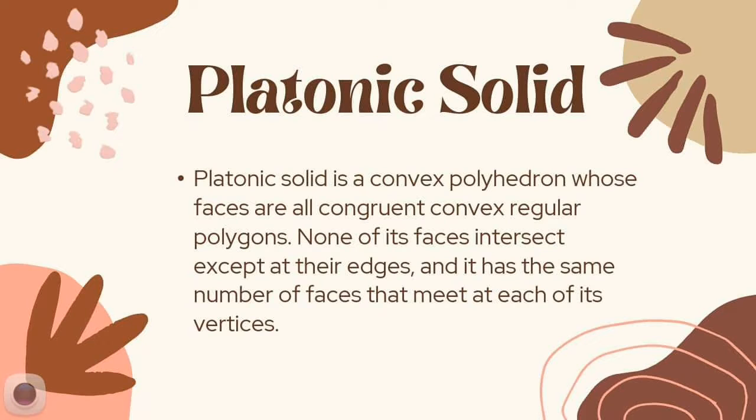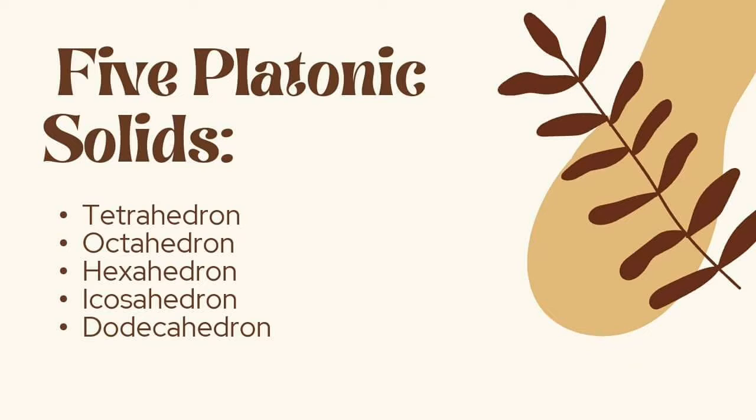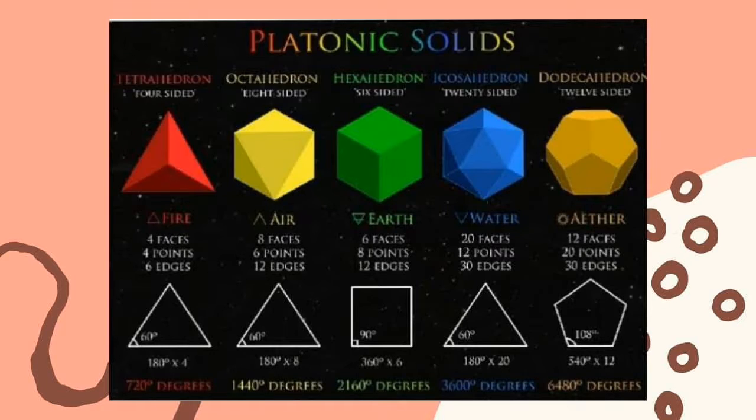A platonic solid is a convex polyhedron whose faces are all congruent convex regular polygons. None of its faces intersect except at their edges, and it has the same number of faces that meet at its vertices. There are five platonic solids: tetrahedron, octahedron, hexahedron, icosahedron, and dodecahedron. These are the platonic solids together with their numbers of faces, points, and edges.